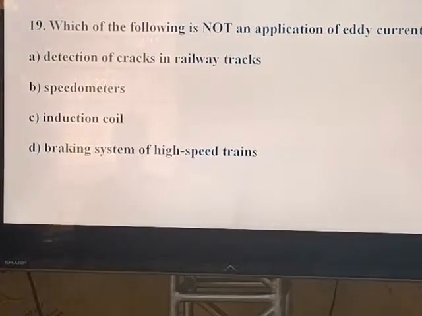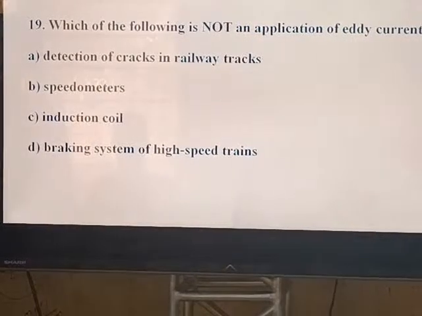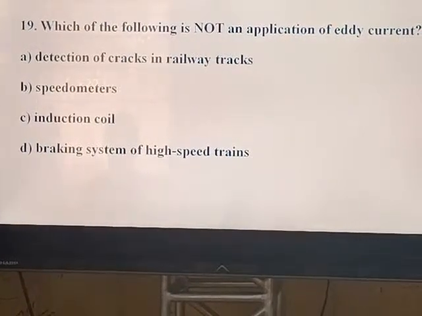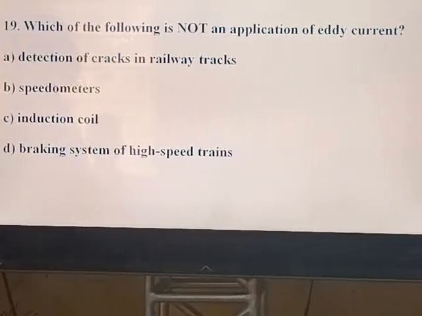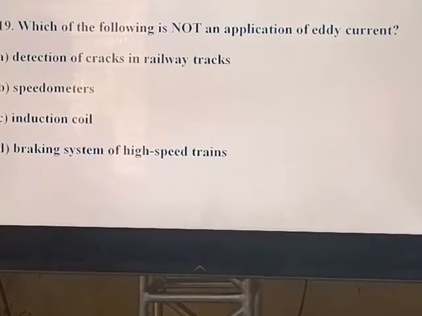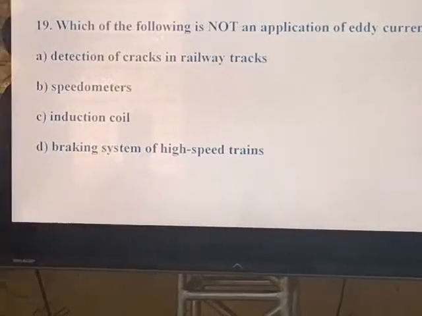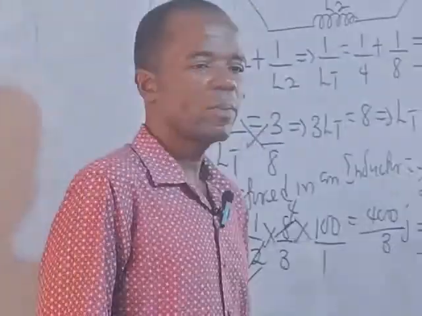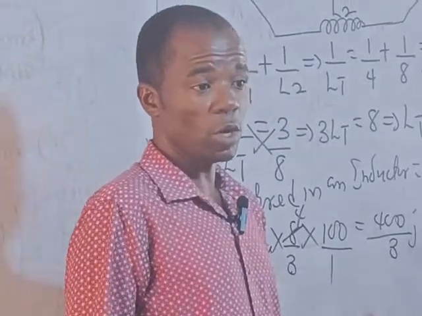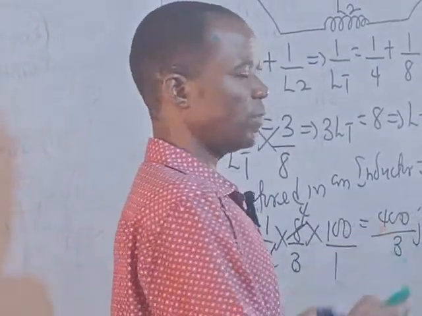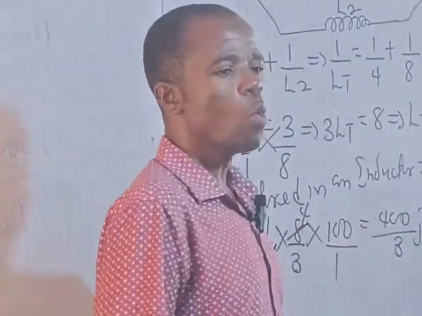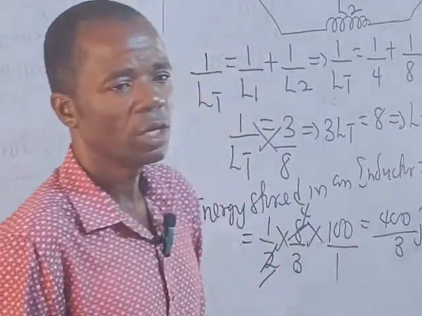Okay, let's look at number 19, the second to the last one. Which of the following is not an application of eddy current? Let's stop there. Just ignore that question for a bit. What do we understand by eddy current? Because if you don't know what eddy current is, there is definitely no way of knowing what the application is.